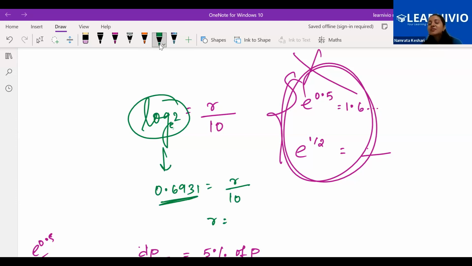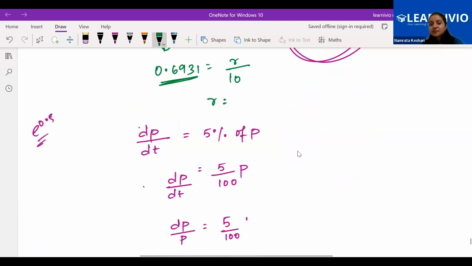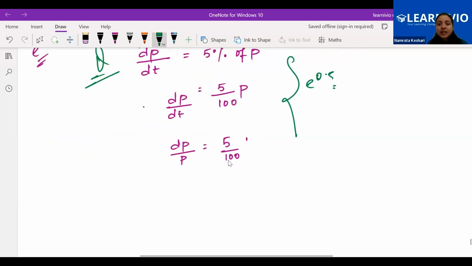And see, I had still started solving the next question. I was thinking that this is what we are doing. Okay, any confusion? No. Now solve the next question, where it is given that e to the power 0.5 is equals to... here we must get, let's finish it quickly, e to the power 0.5.